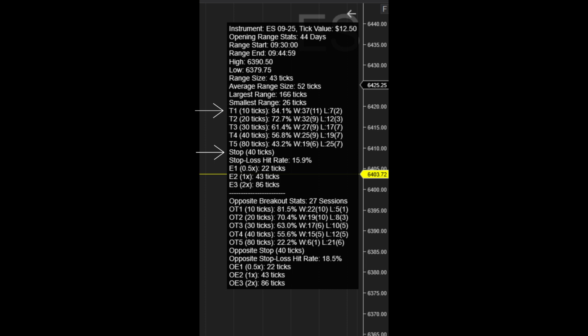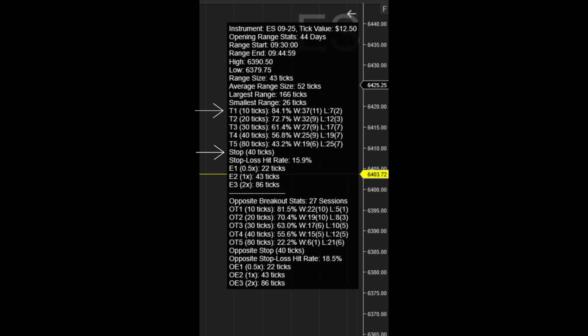So now we can see of that 84% of these trades, 37 days were winners and 7 days were losers. All right, so that gives us some information right there. And it also tells us our largest streak of wins in a row was 11, and our largest streak of losers in a row was 2. So that gives you a little bit of information about your drawdown.